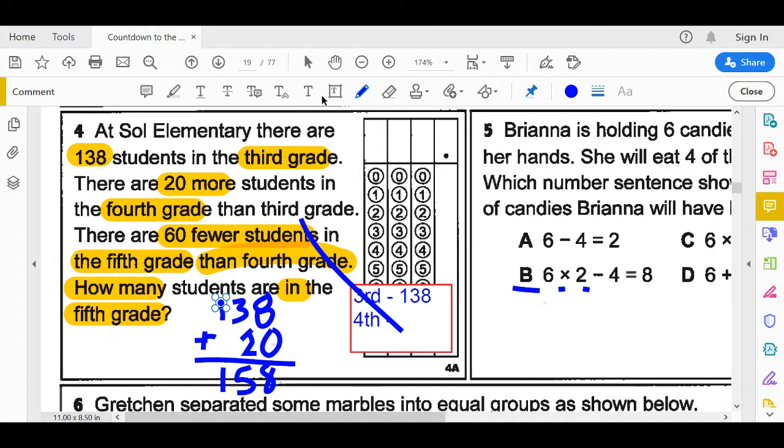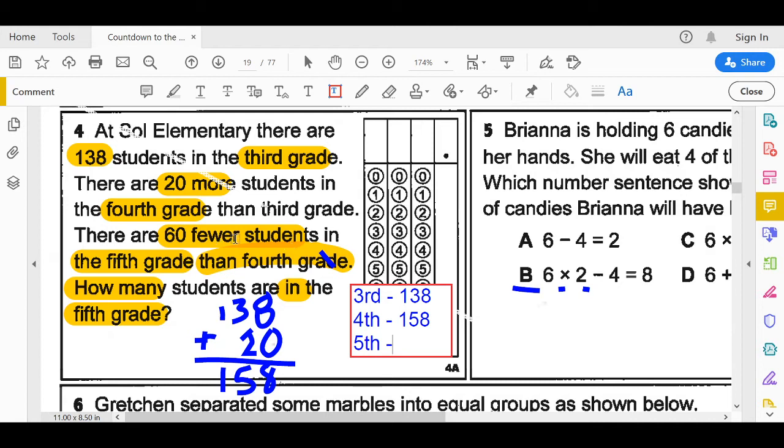Great, now I found the answer right here. Oh, I need to erase this line. I just accidentally traced a line I didn't want. Okay. So again, we know that for 4th grade, we already found it. That should be 158. And now let's find how many for 5th grade.